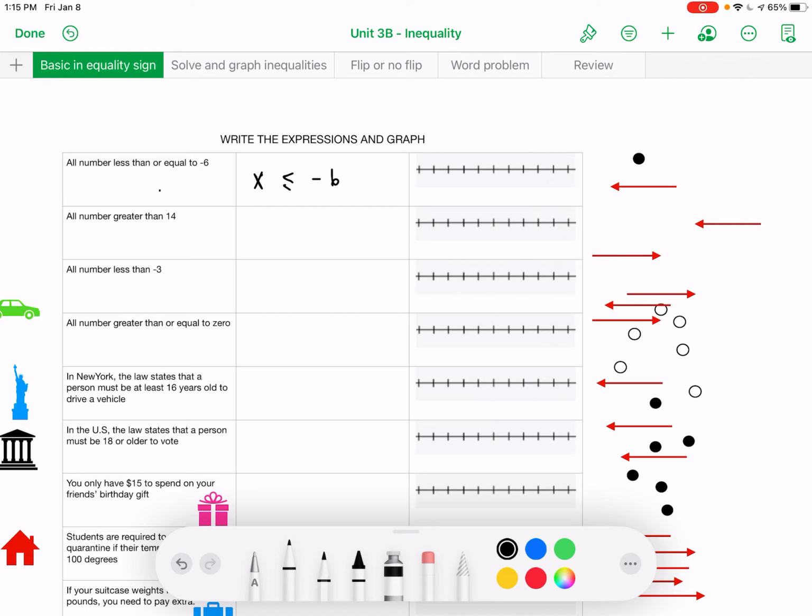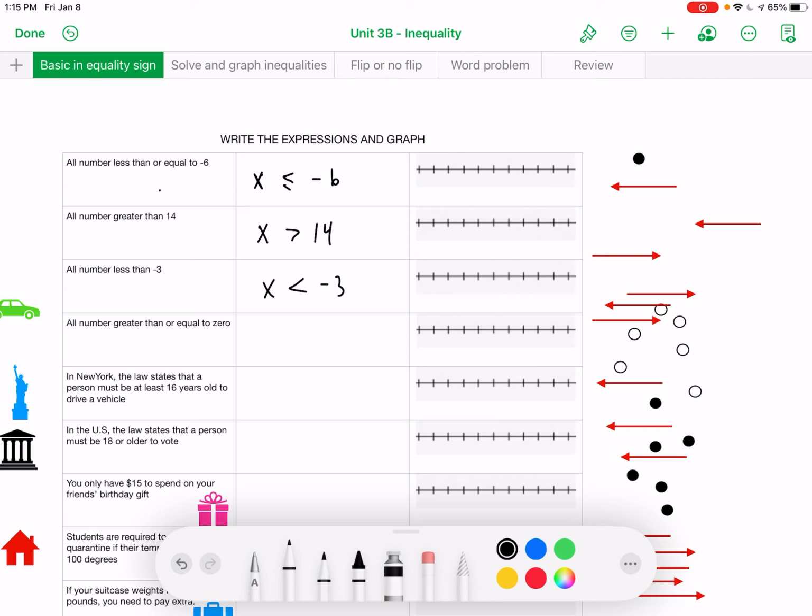A number greater than 14. A number less than, oops, not equal to, I just assumed, less than -3.